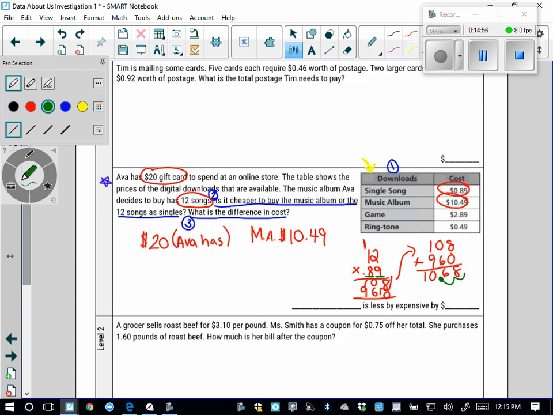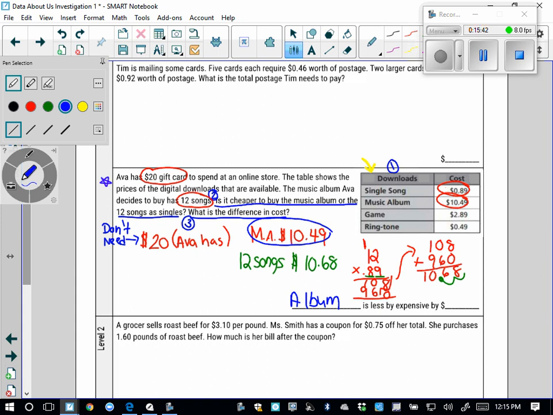So 12 songs costs $10.68. So the cheaper one is the music album. So I'm going to say the album is less expensive by, and I have to figure out how much less expensive. So I realize I don't really need this at all. We didn't use it, and that's okay.